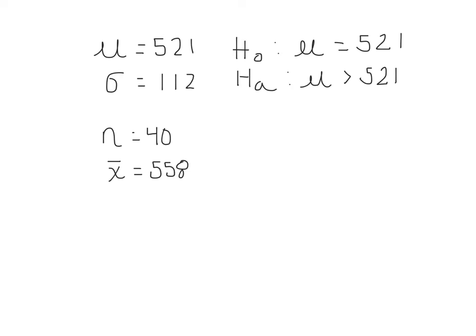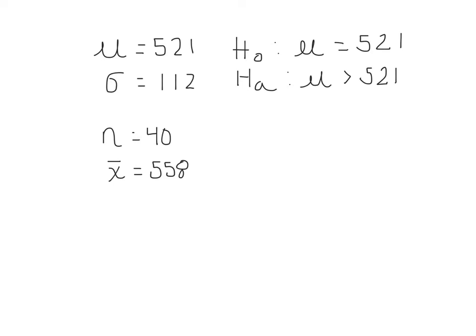This is question 4 on your test that says that the average math SAT score is 521 with a standard deviation of 112. So notice that is not from a sample, that is information provided for us about the entire population. So I've labeled that mean mu and that standard deviation sigma.